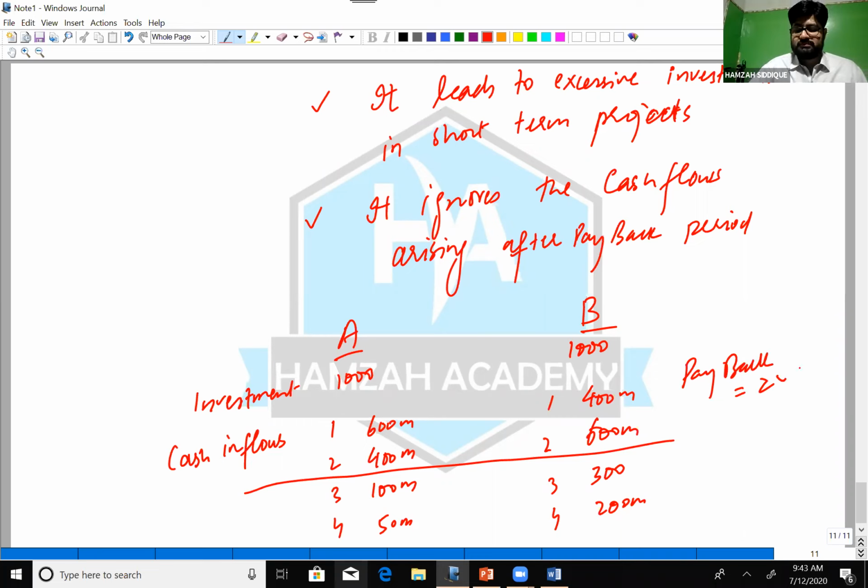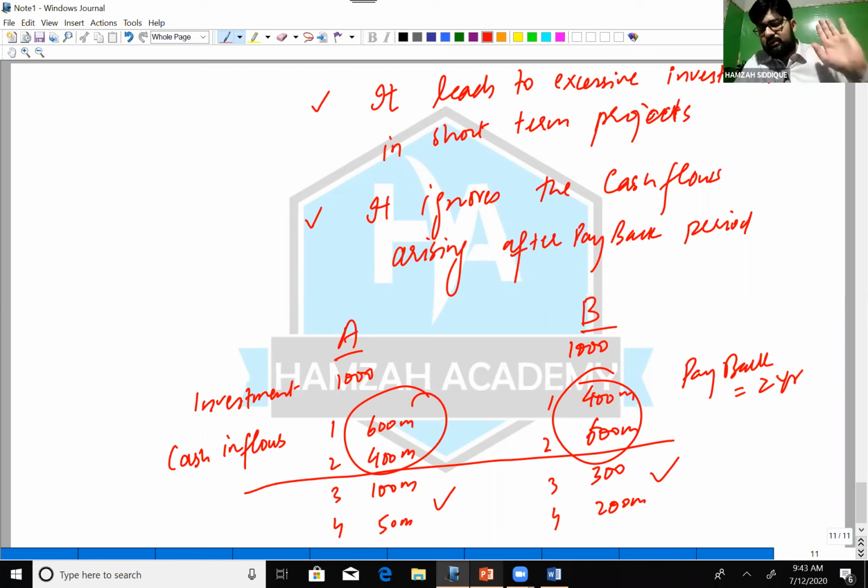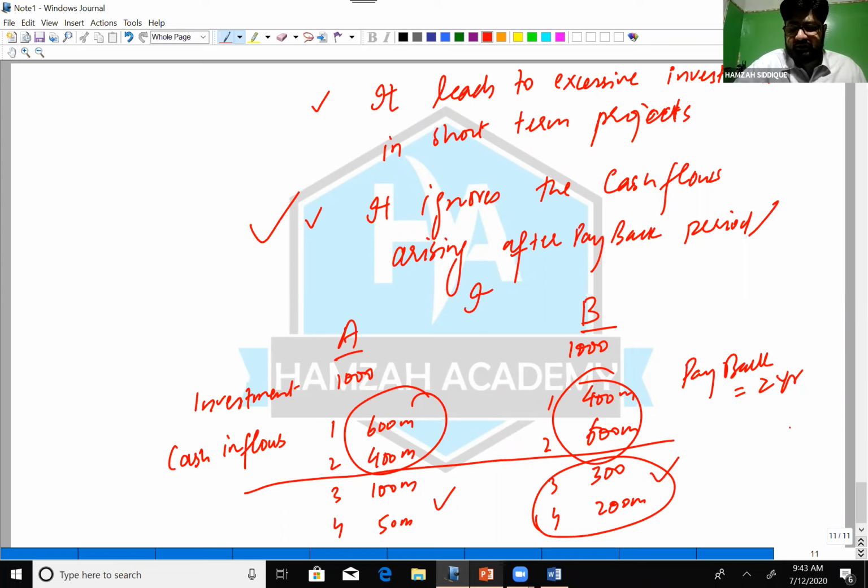Now, which one to choose? They are not talking about what we will be getting after payback. Payback is silent about that. When you ask what is the payback, they say 2 years. It is not telling us anything about what will happen after 2 years. It is not telling us at all. So the payback method is silent about the cash flows, meaning it does not consider the full life of the project.